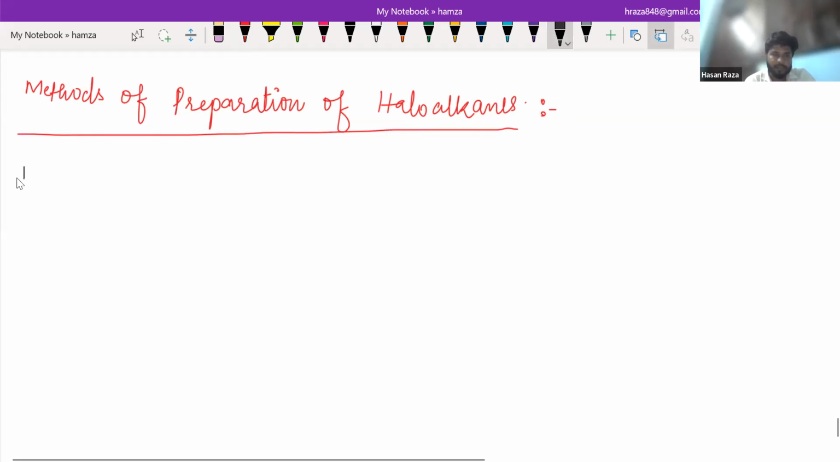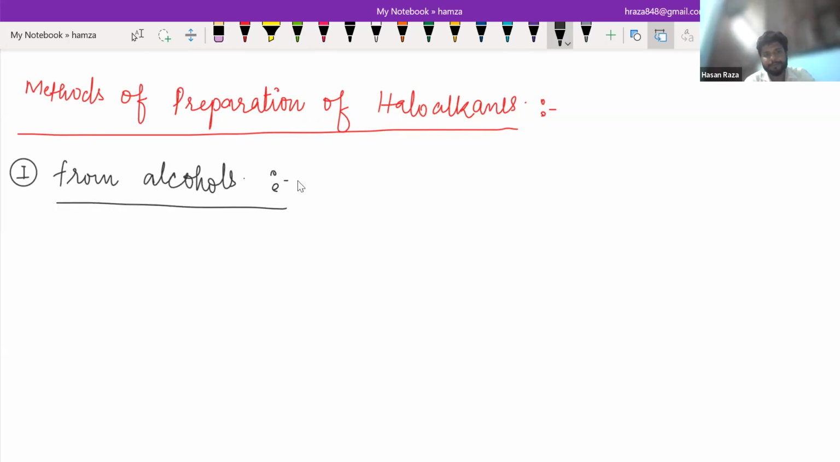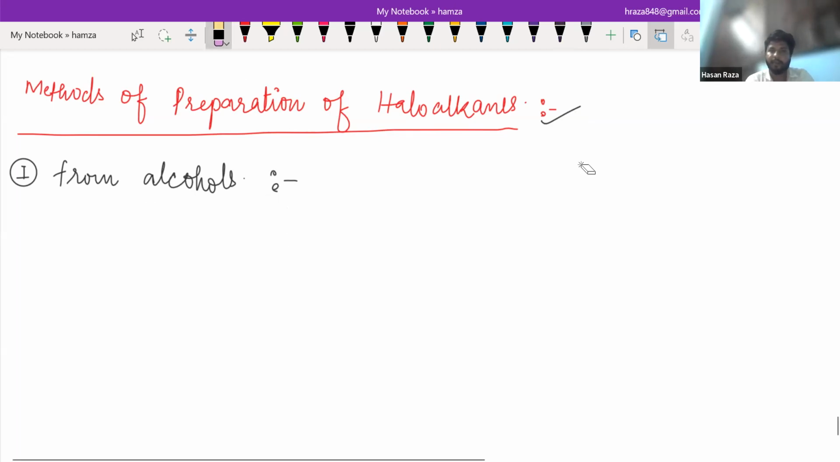So the first method is from methods of preparation of haloalkanes. So the first method is from alcohols. That means we are going to prepare haloalkane from alcohols. So there are different methods, 6 different methods of preparing haloalkane from alcohols. We will see how we are going to deal with it. Just write the topic and let me know.